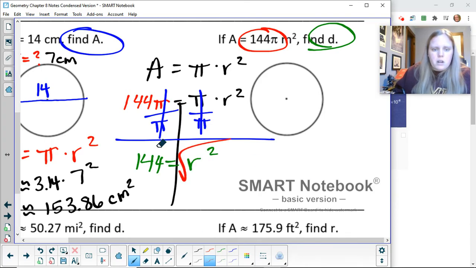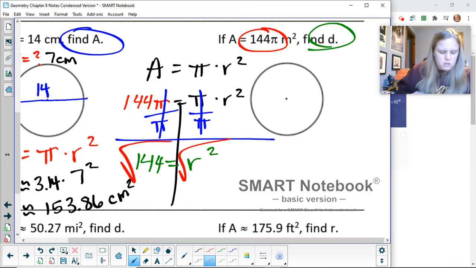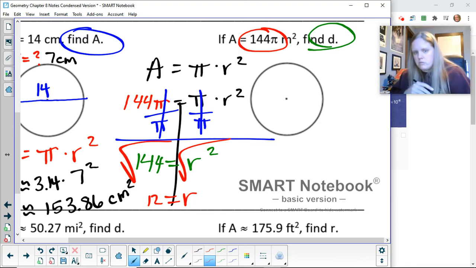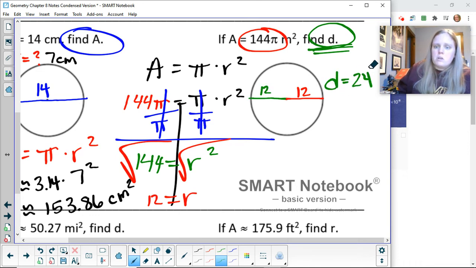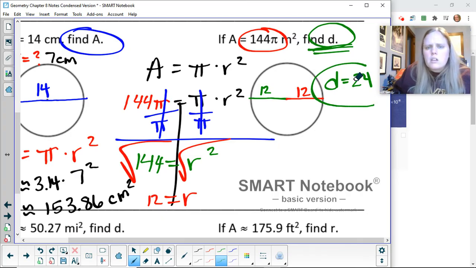To undo the squared, take the square root of 144, and that comes out to be 12, or -12, but again, doesn't really matter. So my radius here is 12, but the question said, what is the diameter? So I actually need to add on another 12. Diameter in this case would be 24, and that looks like meters. There we go.